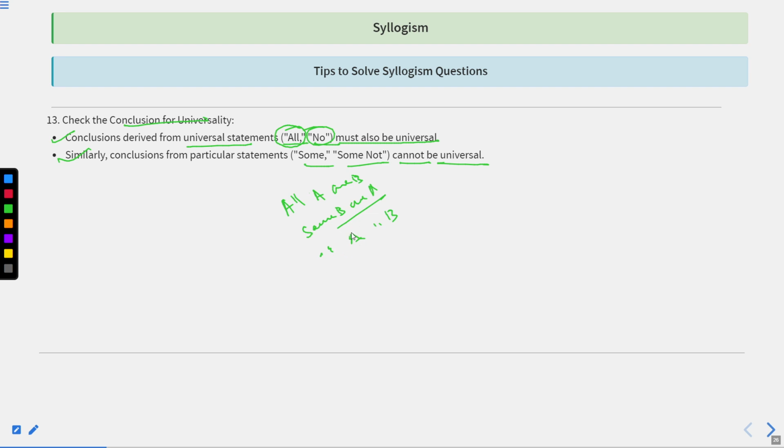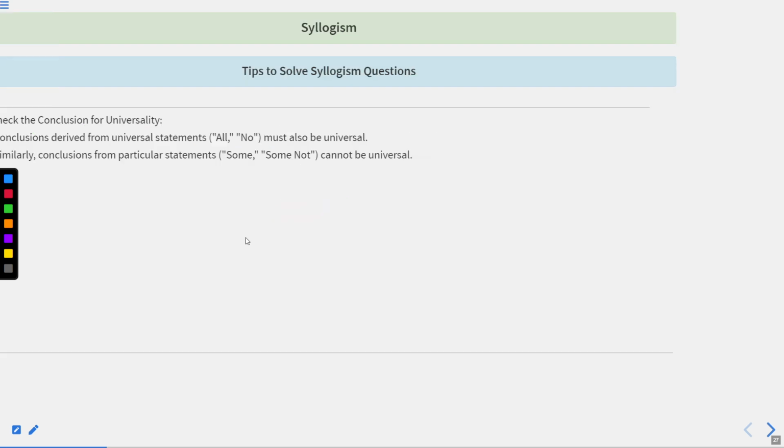But what you need to understand here, students, is that if we are talking about all A are B and only this relation has been talked about, then the conclusion should also follow as all A are B. It will not be like some B are A. Because yes, you can take that as an inference, but that will not be considered the correct approach.